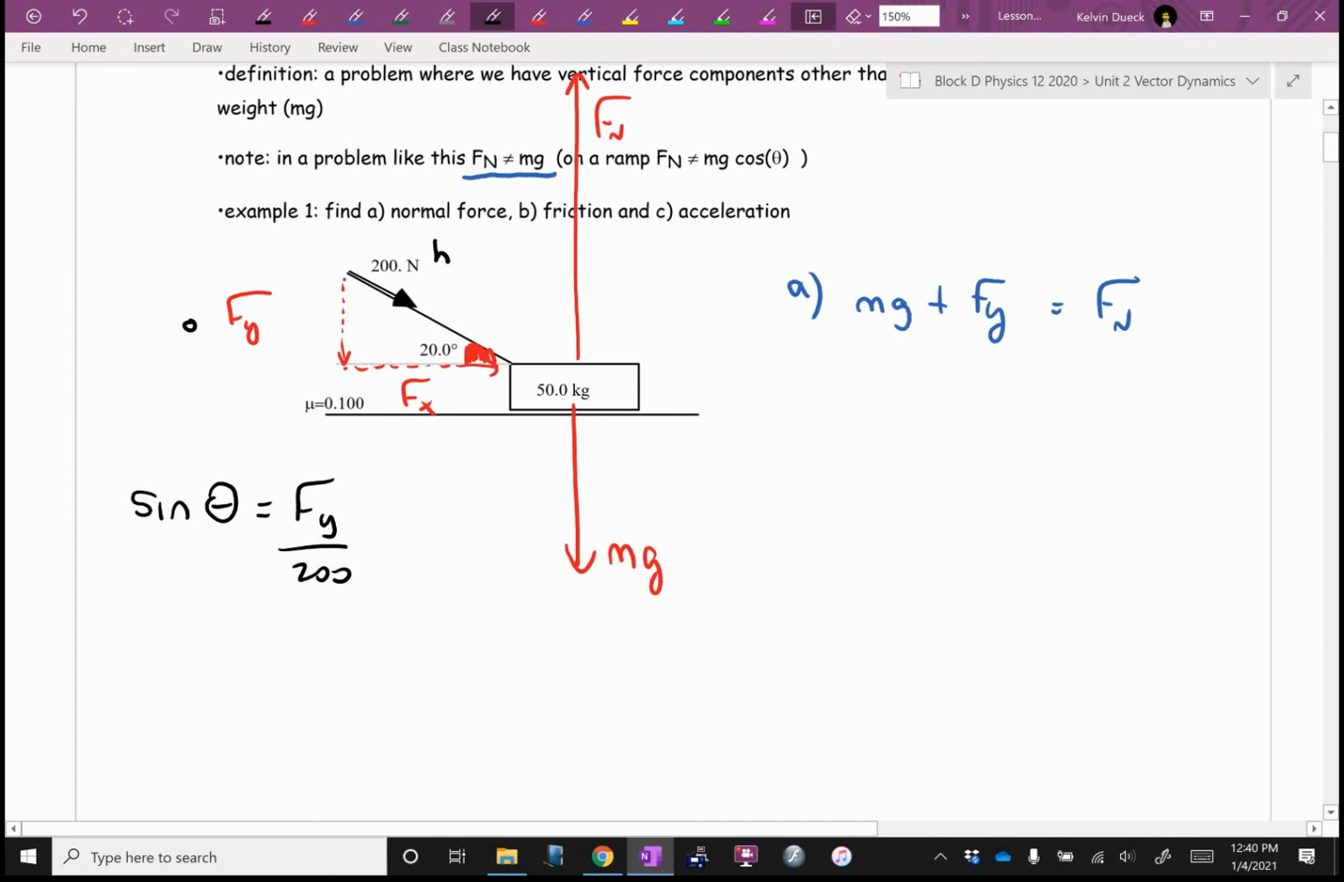How would you get the Fy by itself? How would you move the 200 over? Multiply it. Is that okay, Josh? So I'm going to argue for part A, the normal force is going to be mg plus 200 sine 20.